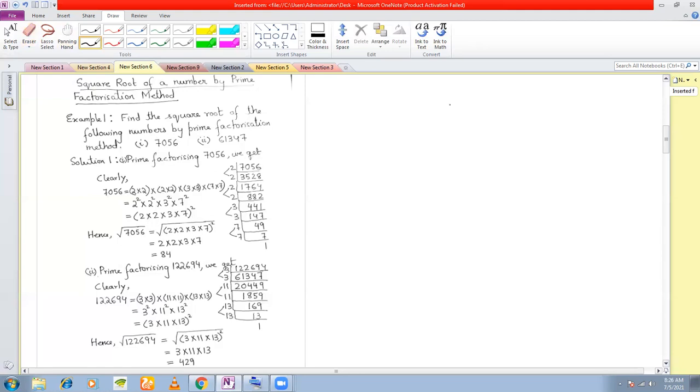Okay, so the first question is, you need to find out the square root of 7056, the given number. So let's see. When is a number called a square number? When it can be expressed as a product of pairs of equal primes, isn't it? So let's see whether 7056 can be expressed as a product of pairs of equal primes. First, if you divide by 2, you get 3528. Next, if you divide by 2, you get 1764. Again, if you divide by 2, you get 882, 441.